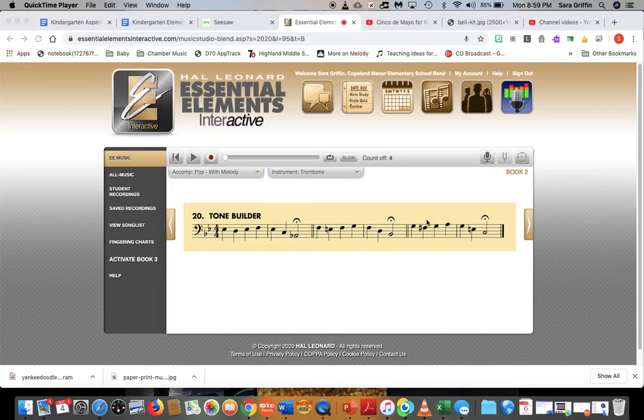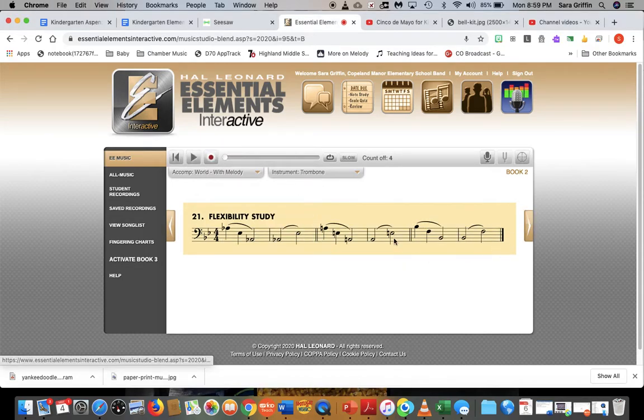Okay, so this one's pretty easy. Watch out for your fermatas. Watch out for all those note changes with the sharps and the natural signs. Okay, number 21 coming up here is your recording song.